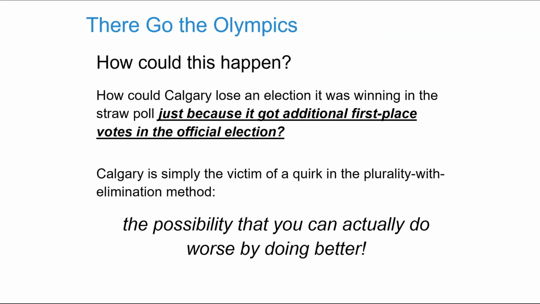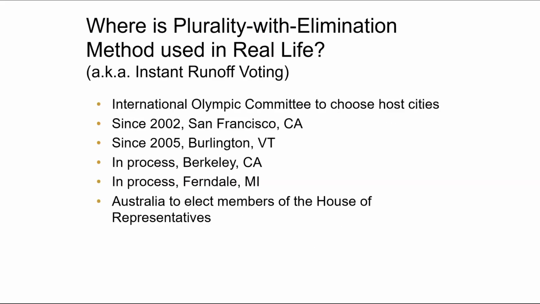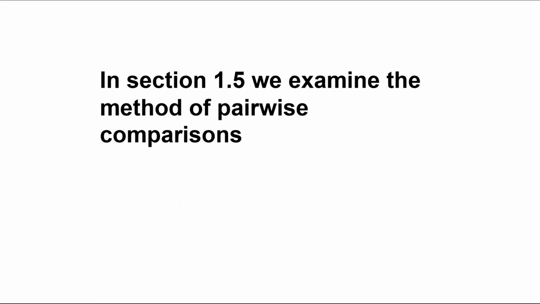Calgary ended up getting more votes in the first round, but then lost. This is a weird quirk about plurality with elimination: there's a possibility that you can actually do worse by doing better. So where is this actually used in real life? It is used in Olympic committees to choose cities, and it's used in several cities and another country, Australia. In section 1.5, we're going to talk about the method of pairwise comparisons.